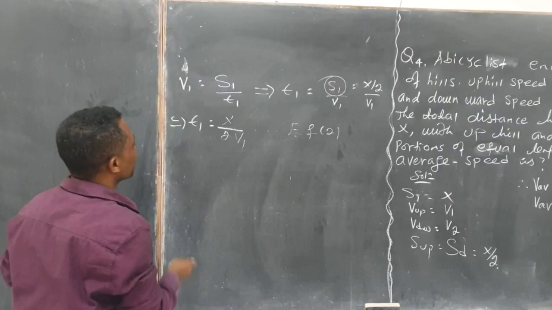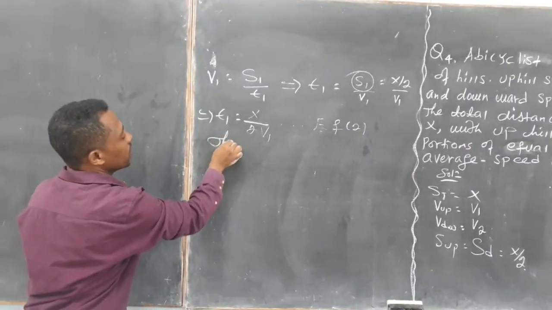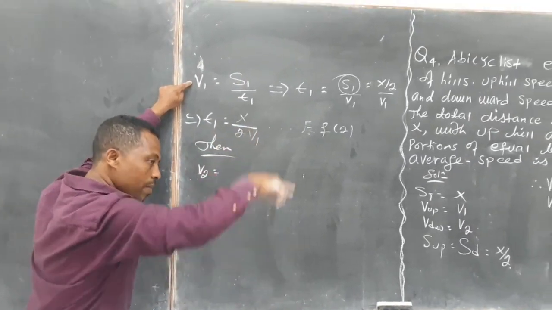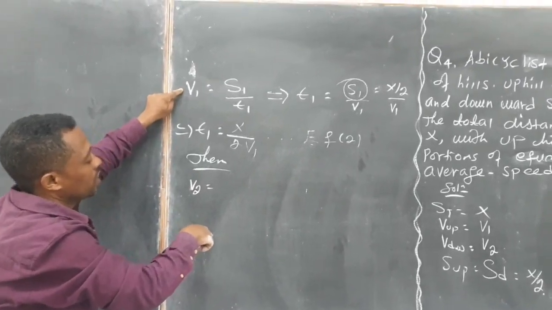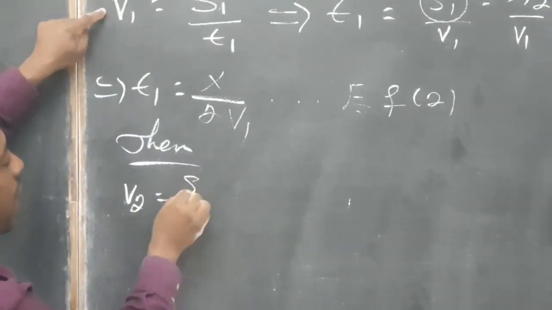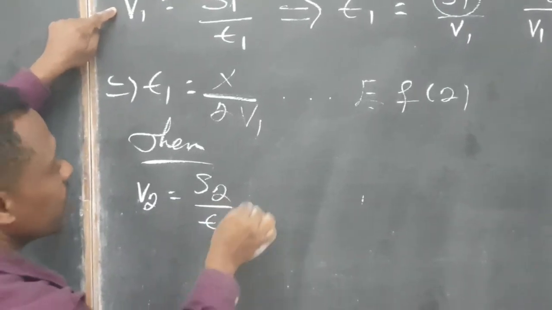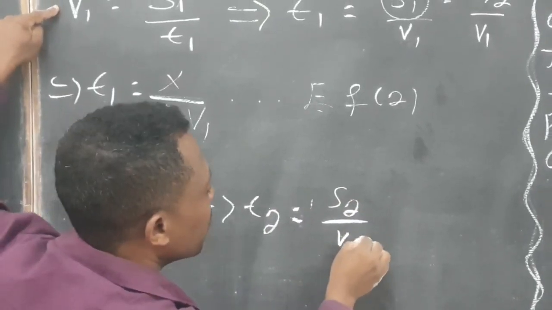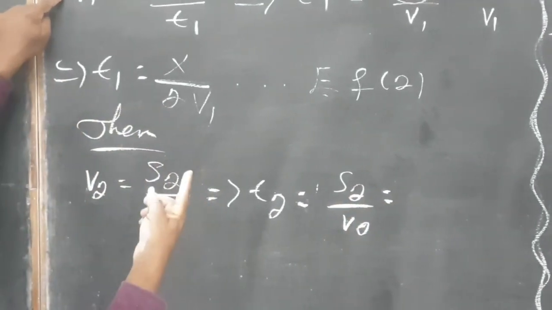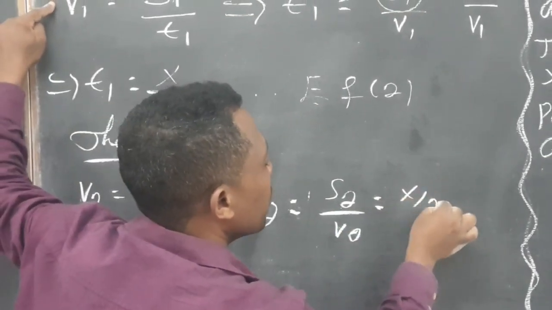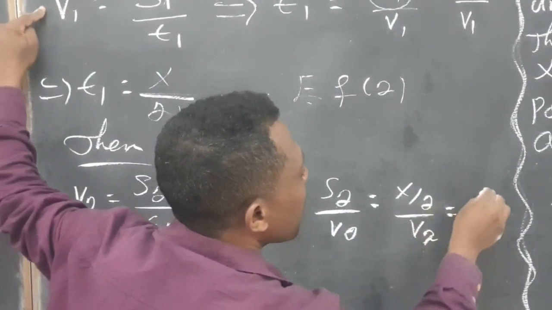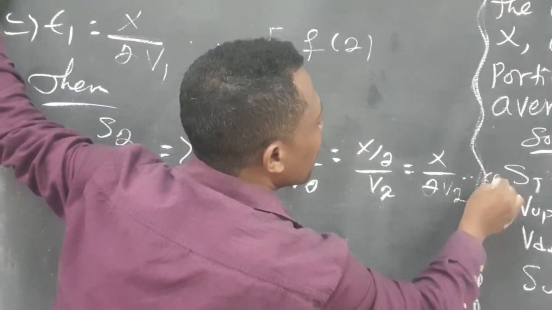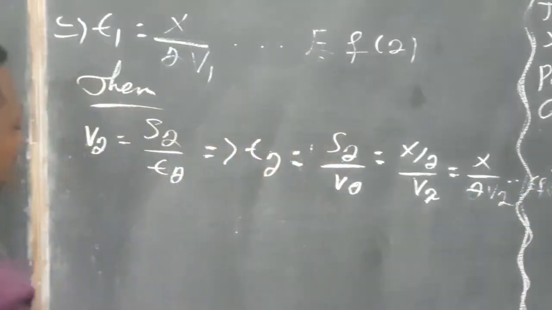Okay, equation 2. Then v2 is the downward portion of the speed, which becomes s2 over t2. This implies that t2 becomes s2 over v2, which is as usual what we did here, x over 2 over v2, which becomes x over twice v2. This is equation 3.